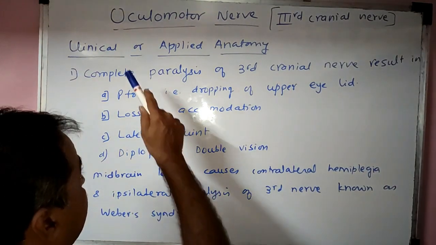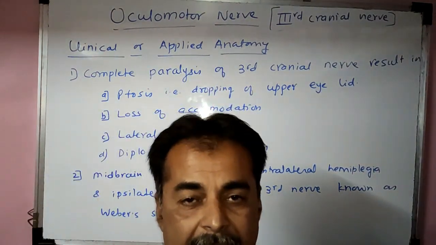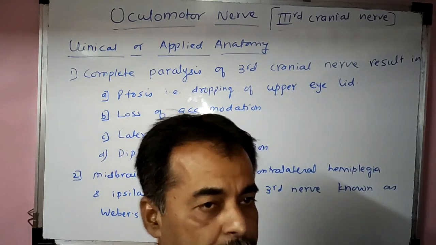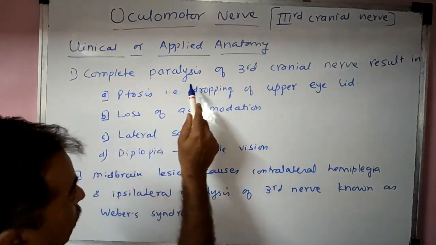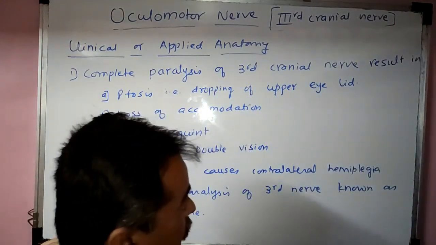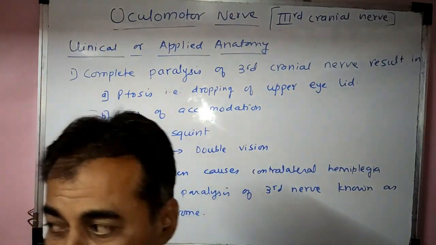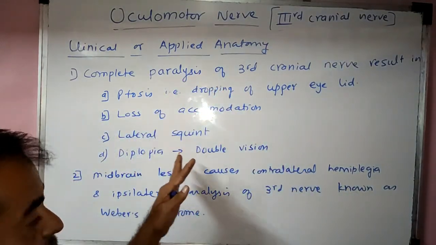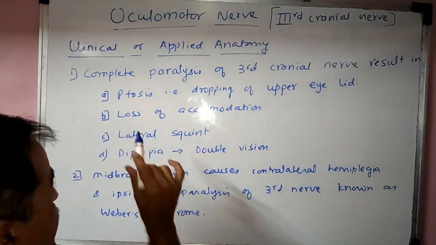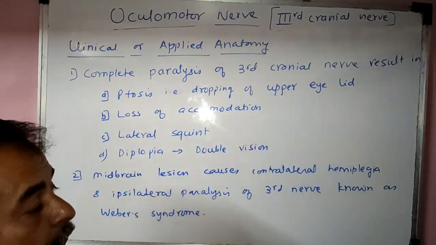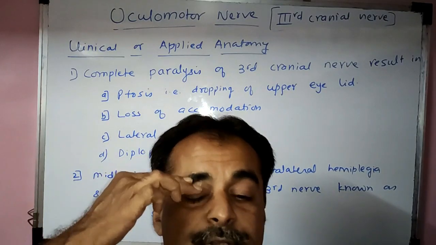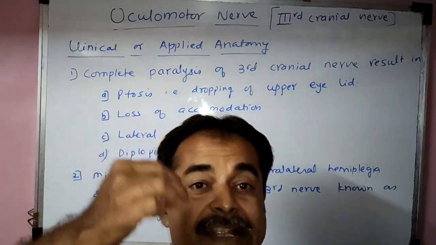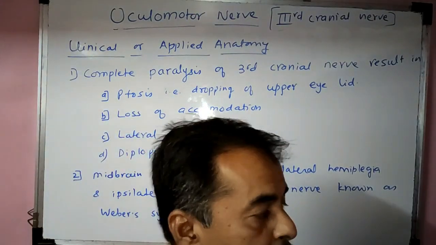Now we will see the clinical or applied anatomy of the oculomotor nerve. If there is a complete paralysis of the third cranial nerve, what conditions can we see in the patient? We will see ptosis, meaning drooping of the upper eyelid. The patient can't elevate the upper eyelid. That is called ptosis.